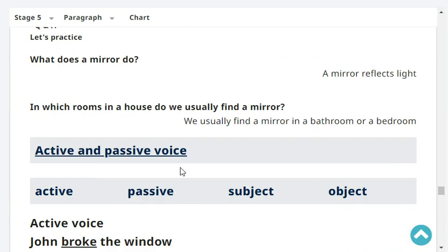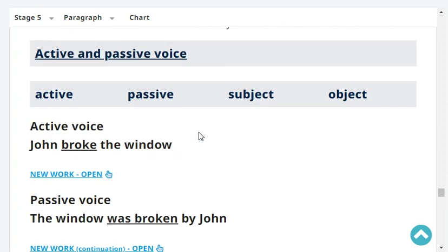Okay, next. What does a mirror do? A mirror reflects light. In which rooms in a house do we usually find a mirror? We usually find a mirror in a bathroom or in a bedroom. Very good.